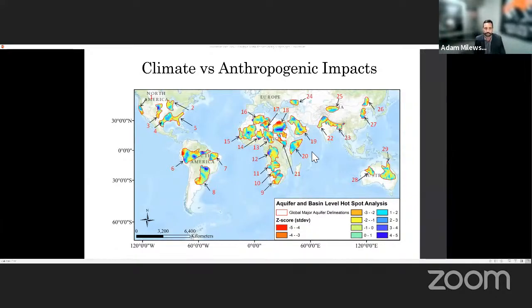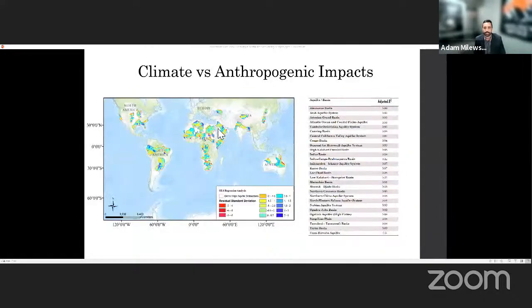We chose those same 29 and looked at climate and anthropogenic impacts, and at which ones were more climatically influenced versus anthropogenic. For example, the Amazonian basin, 0.99, in this particular case suggests mostly climatic changes. But you can go further south and see that some of them, particularly in Africa, are a little bit more anthropogenic in cases. It's just an example of a project.